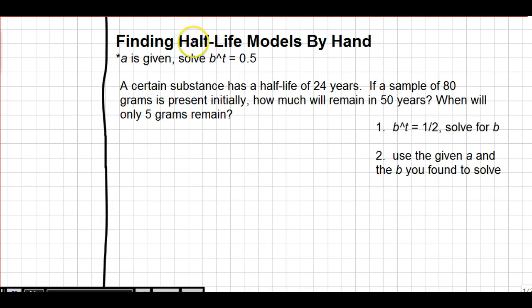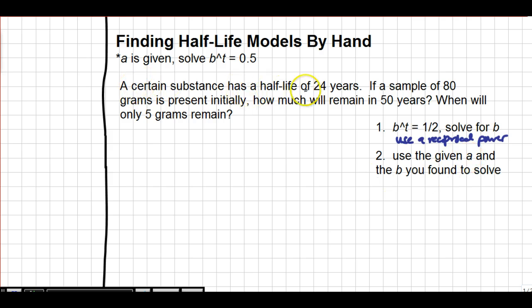Let's go ahead and do a half-life problem. The procedure for half-life is clearly much shorter than the procedure we just did. When you're doing half-life, you're simply going to solve b to the time equals a half, and solve that for b by using a reciprocal power. Then we're going to use the a that's given, and we'll have our equation.